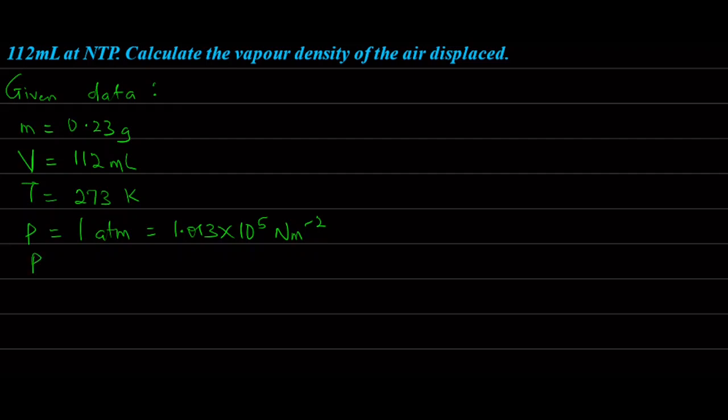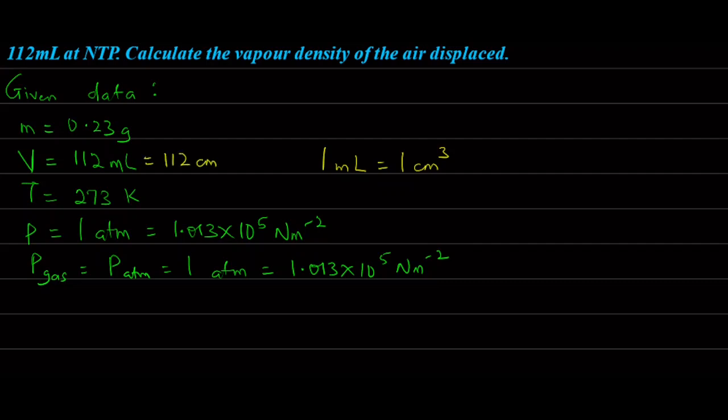So that means the pressure of the gas is the same as the pressure of the atmosphere, which is given as 1 atm, or we say 1.013 × 10^5 Newton per meter square. We're also given the volume. We should take note that 1 milliliter is also known as 1 centimeter cube. So that means this 112 milliliter can also be written as 112 centimeter cube.